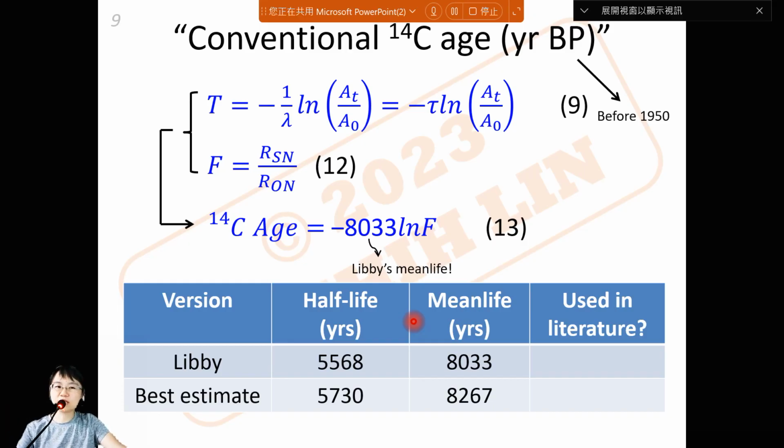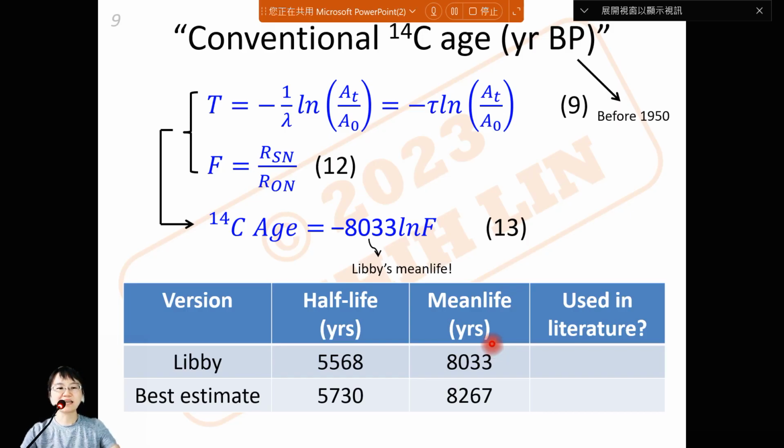Then we talk about conventional C14 age. That's something you need to be very careful about. When we say it is conventional, it doesn't mean it is accurate. Why is that? This is a radioactivity equation. I just told you that F is the term here. Then you can use the equation here to calculate the age. And you know from your assignment, C14 age can be calculated from minus mean life times natural log F. Okay, it is not half-life, it is mean life.